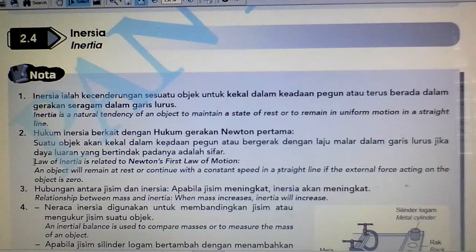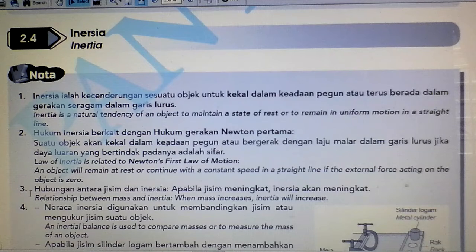Number two, the law of inertia is related to Newton's first law of motion, which states that an object will remain at rest or continue with a constant speed in a straight line if the external force acting on it is zero. No external force acts on your object.